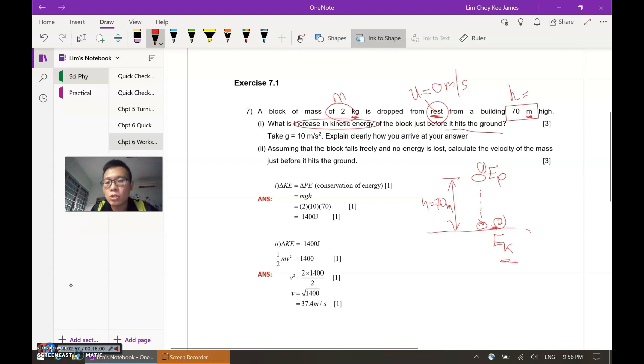Whatever kinetic energy I have at the end comes from the potential energy at the beginning, which is why the concept I'm looking for is conservation of energy. The energy at final, which is number 2, will be equal to the energy at initial, which is number 1. Potential energy is the simple formula mgh.